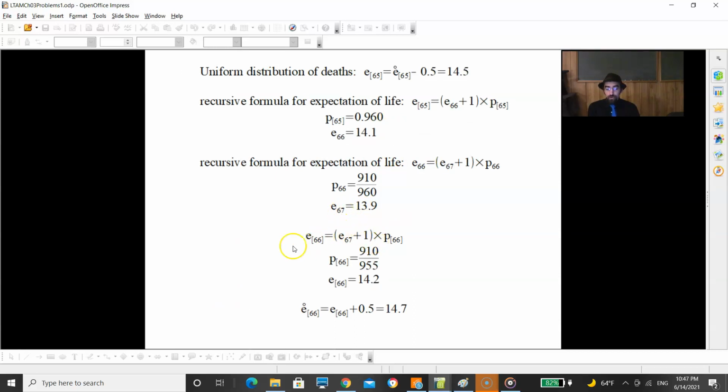Finally, you use the recursive formula again to get E66. Get that it's 14.2. Sorry, E selected at 66 is 14.2. And then complete E selected at 66 is the curtate E selected at 66 plus 0.5. That gets you 14.7.